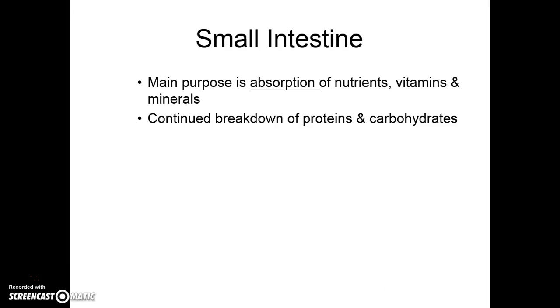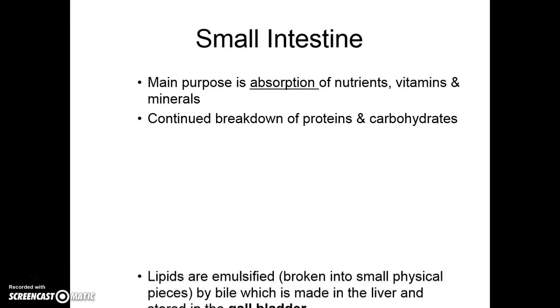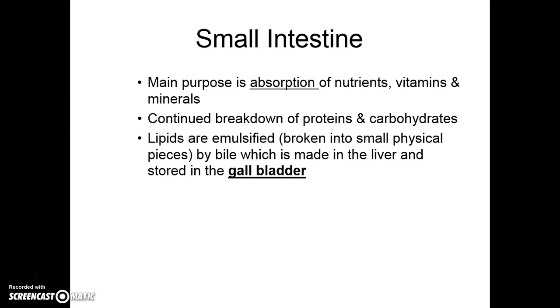So the main purpose of the small intestine, because of its features or characteristics, is absorption of nutrients, vitamins, and minerals. There's a continual breakdown of proteins and carbohydrates that occurs here because they didn't all get digested in the stomach. And this is the first time we're dealing with fats. Lipids get emulsified, which means that they're broken into small physical pieces. They're not chemically altered, so your triglycerides are still intact. And bile, that's the role of bile. It basically breaks it up into small chunks.